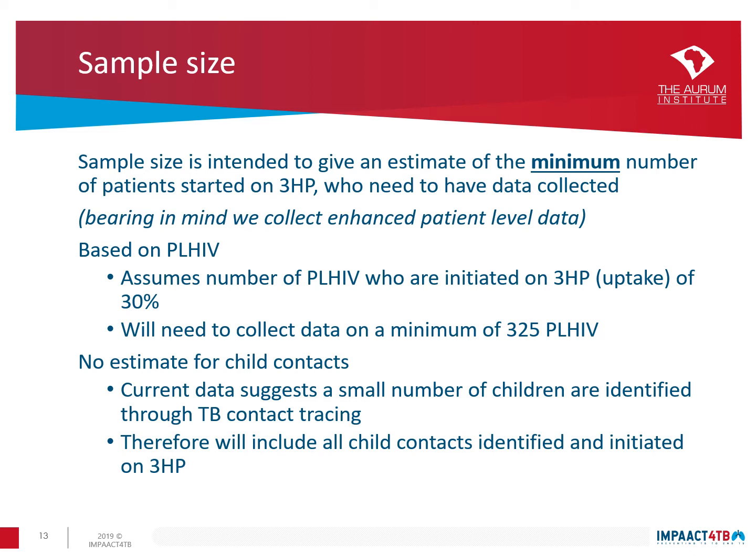Important to note, this is a minimum required. So each site that we identified as a Sentinel site will need to enroll or collect data on 325 people living with HIV. In terms of child contacts, we didn't estimate a sample size per se because current data suggests that a small number of children are identified through TB contact tracing. Therefore, we propose including all child contacts identified and initiated on 3HP. So we will collect data on all child contacts initiated.